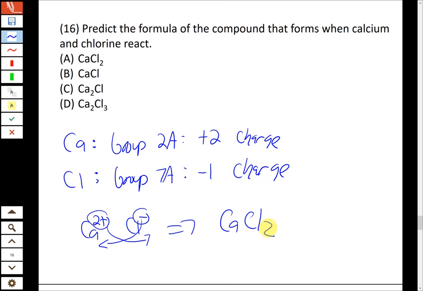We need two -1 anions to balance the +2 charge from the cation. So they need to be the lowest whole number ratio, and they need to be 1 to 2 to make sure that the charge is balanced, so that would be choice A is the correct way to do that.